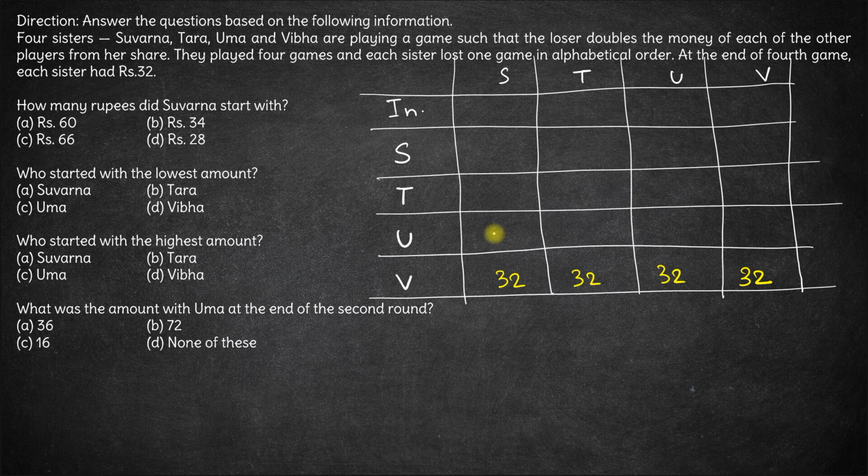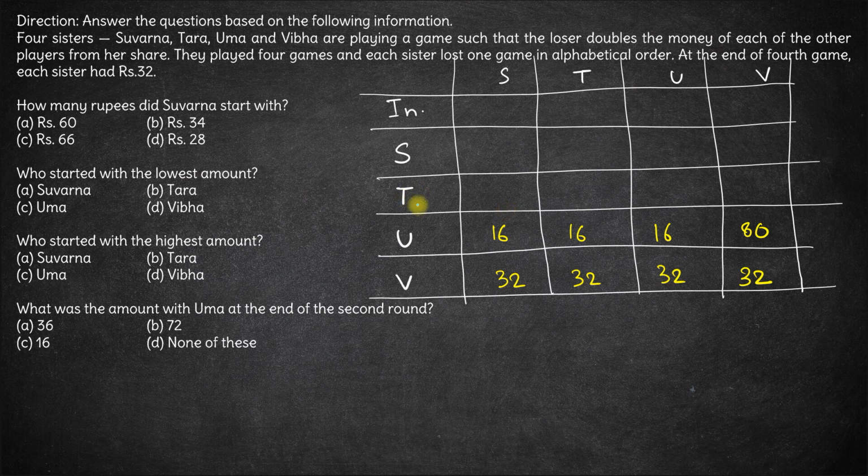That means in the last round, since V loses, the amount with others will double. So the amount with S, T and U before this round must have been 16. Each of their amounts increases by 16 rupees. This is an increase of 16, 16 and 16. 16 plus 16 plus 16 is 48. That means V distributed 48 rupees to these 3. So V must have had initially 48 more than the amount left with him. So 32 plus 48 is 80. This is the amount that V must have had before the 4th round, or at the end of the 3rd round.